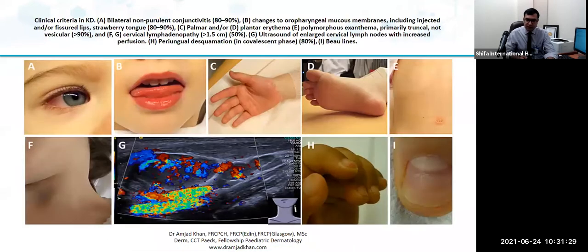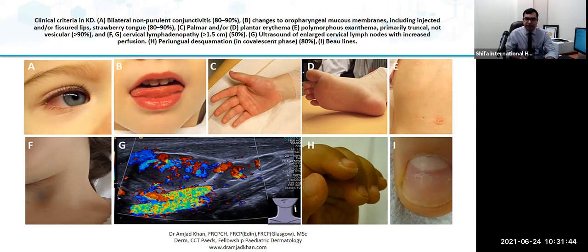Now, I've compressed this in one of the slides. This is from one of the papers. And you can see all the clinical criteria or diagnostic criteria in one photograph here.